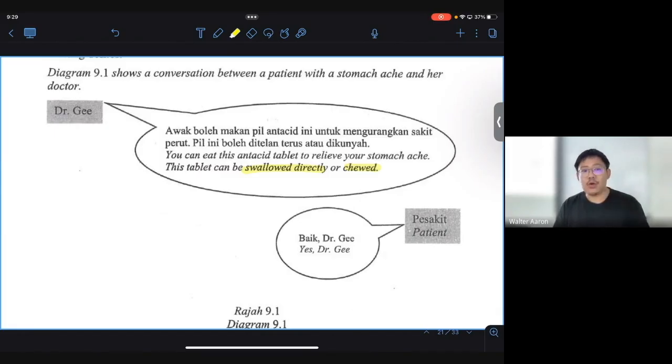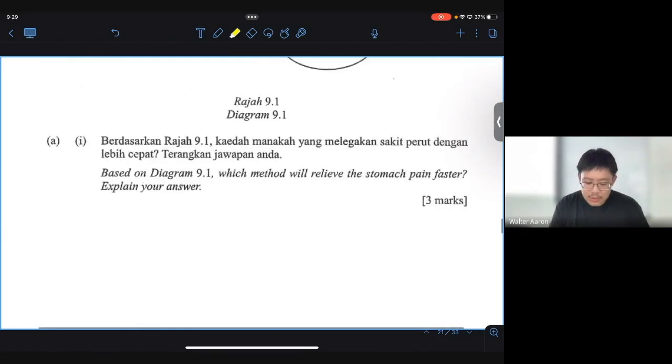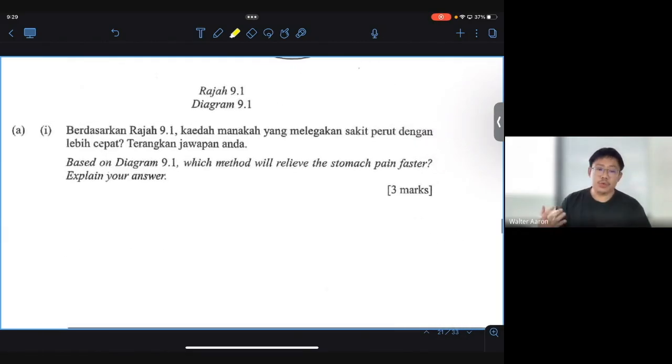So it takes a longer time for it to dissolve into the acid. The idea of eating antacid: antacid is actually an alkaline substance, or calcium carbonate, which can help to neutralize the acidity of the stomach. Right? It's actually used to relieve gastric pain. So obviously, of course, we will choose the correct answer, which is to chew it.